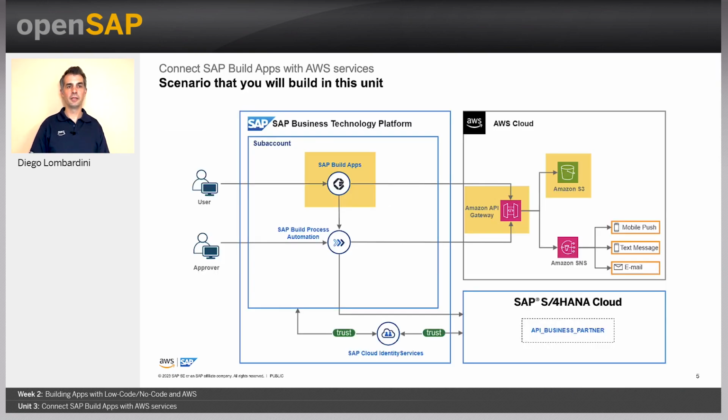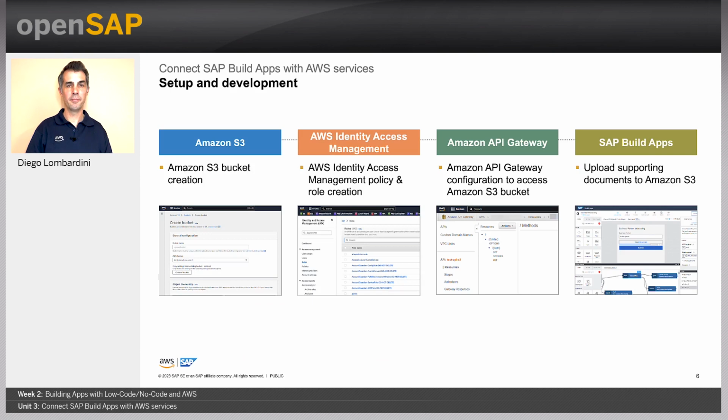Now, the scenario that we're going to build today, we're going to start from what we built in last unit, and we're going to add the option to upload a file using Amazon API Gateway and S3. Now, to do this, we're first going to create an S3 bucket, where the files are going to be stored. Then we're going to create an identity access management role and policy so we can access this. We're then going to define an API on top of this S3 bucket where we can actually upload the file and read the file. And lastly, we're going to add this API to our build app so the file can be uploaded. Now let's go into the demo.